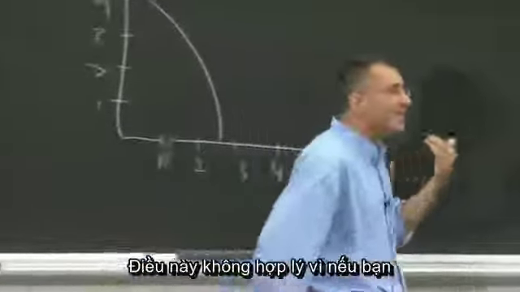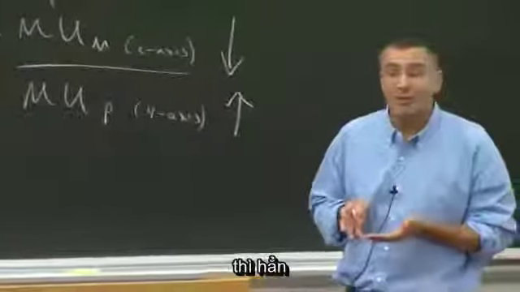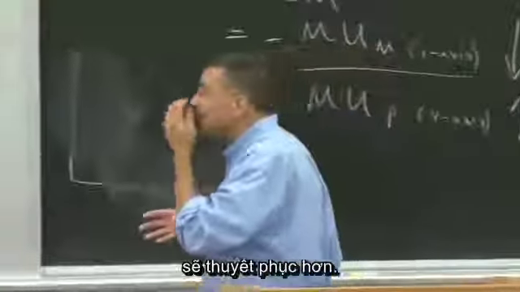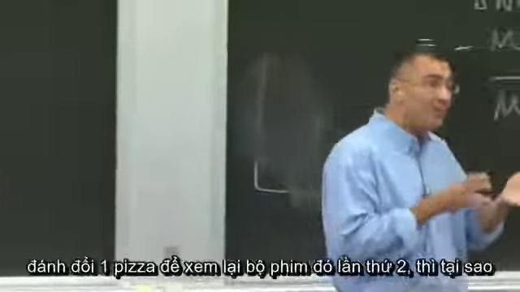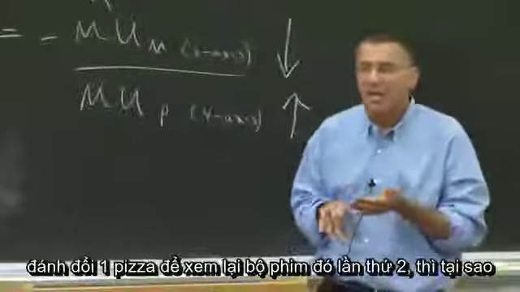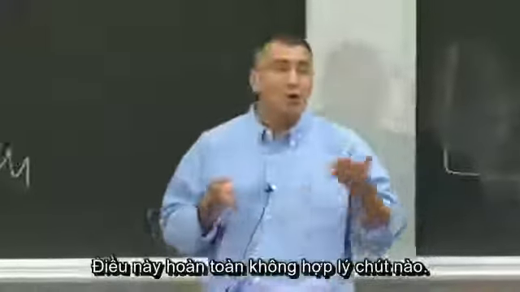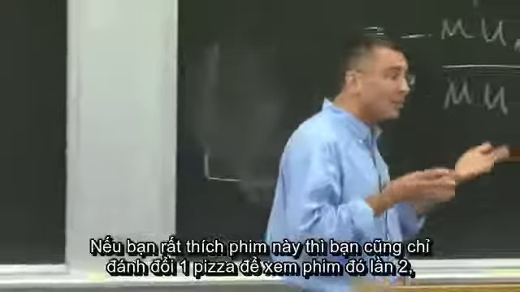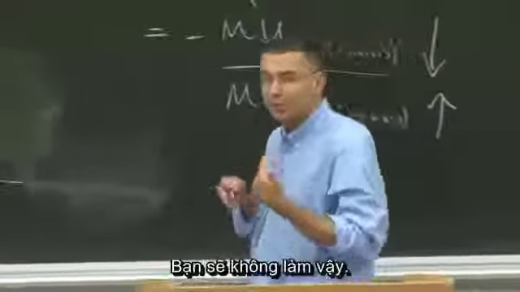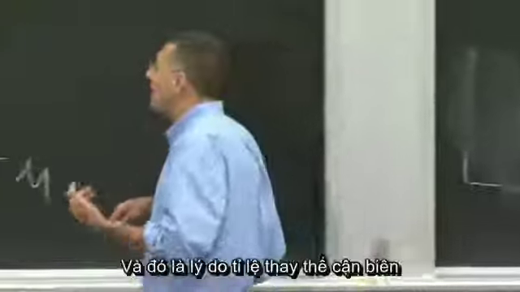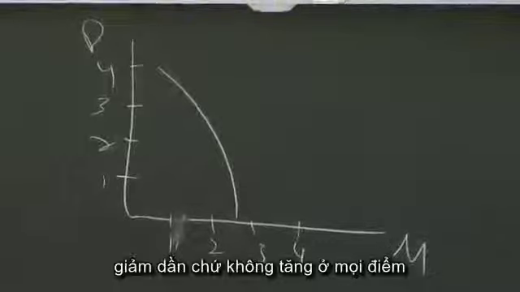It doesn't make sense, especially in the example of seeing the same movie over and over again, it's maybe more compelling. If you're willing to give up 1 pizza to see that movie a second time, why would you possibly give up 2 pizzas to see it a third time? That makes no sense at all. If you only like it so much that you only give up 1 pizza to see it a second time, why would you possibly give up 2 pizzas to see it a third time? You wouldn't. It doesn't make sense. And that's why marginal rate of substitution has to be everywhere decreasing. It can't be increasing. Yeah?